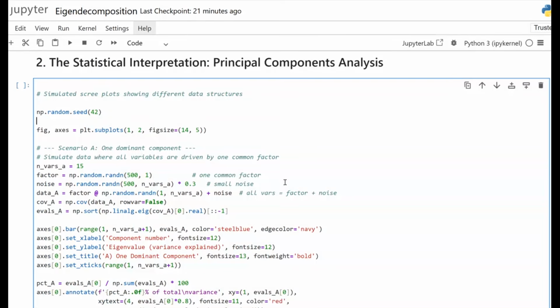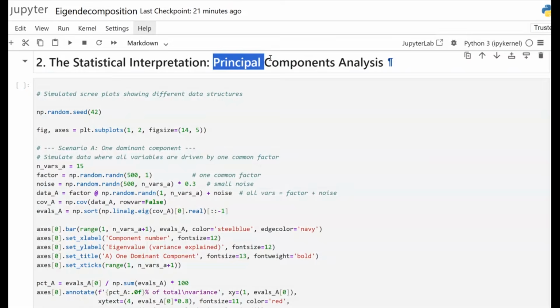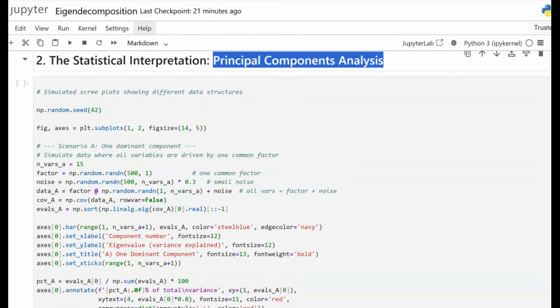In this section, yes, we are going to discuss the statistical interpretation, mainly principal component analysis. In data science, the most common application of eigendecomposition is principal component analysis. Here PCA answers the question: what are the most important directions of variation in a multivariate dataset? The idea is simple but powerful.